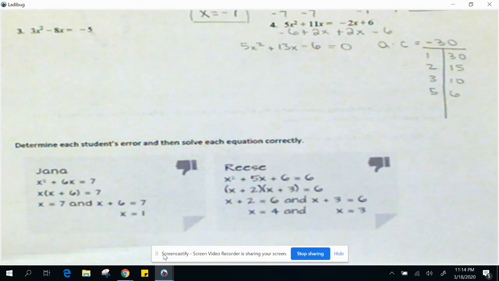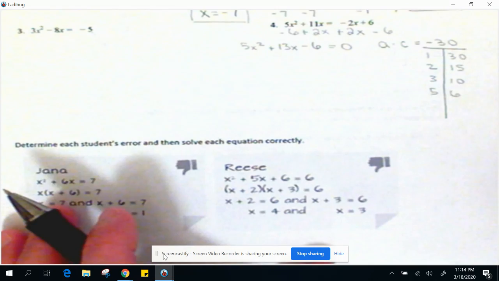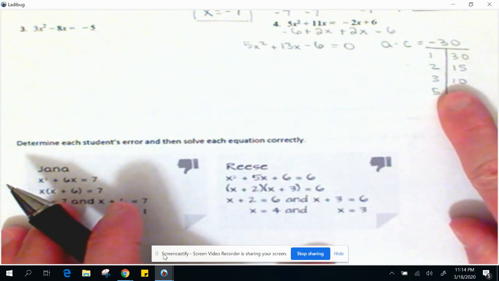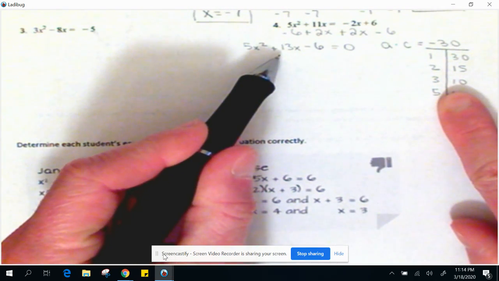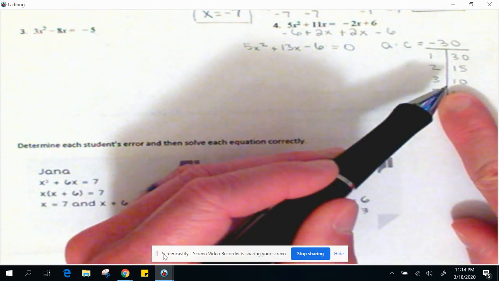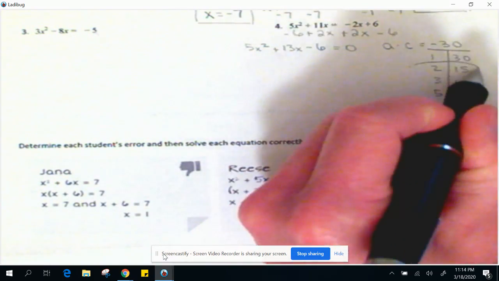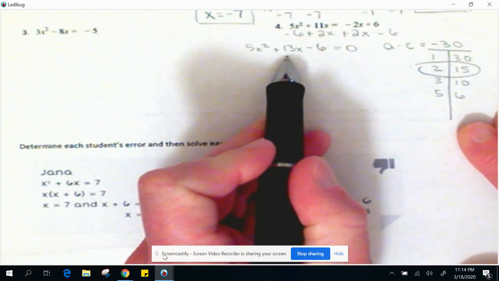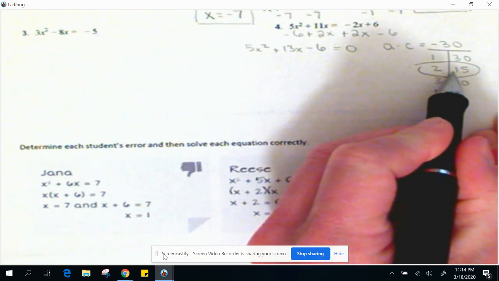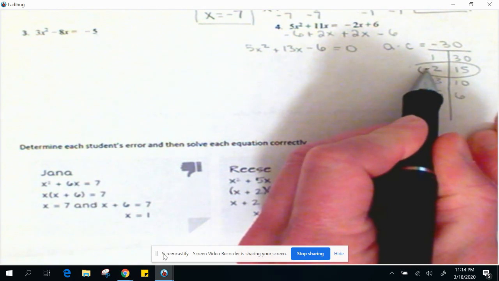Okay, we've got 3 and 10, and we have 2 and 15. But the problem is 3 and 10, they have to both be positive to be plus 13. And if they're both positive, they can't make a negative 30 when multiplied together. So we have these 2. And because our 13 is positive, that means this is positive. This has to be negative.